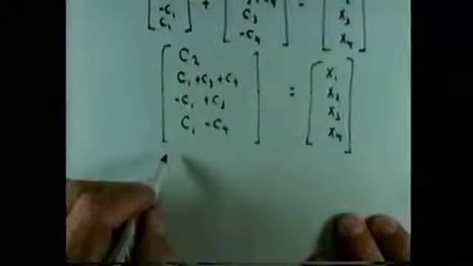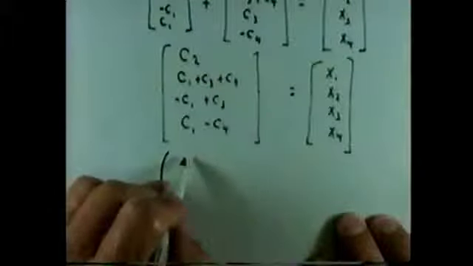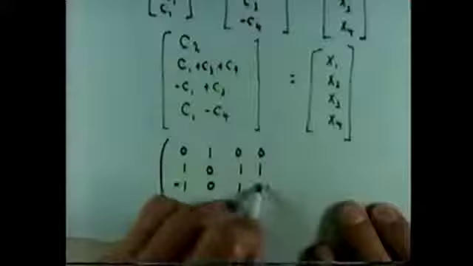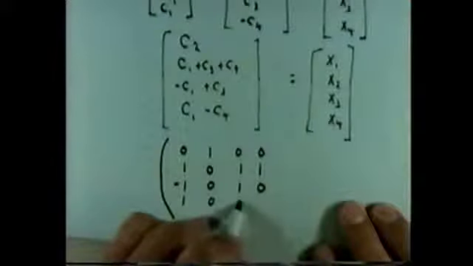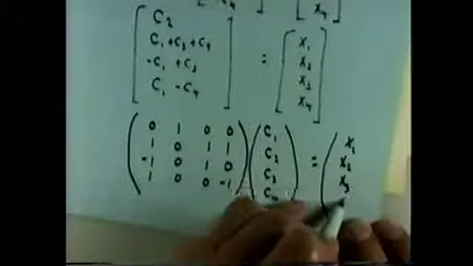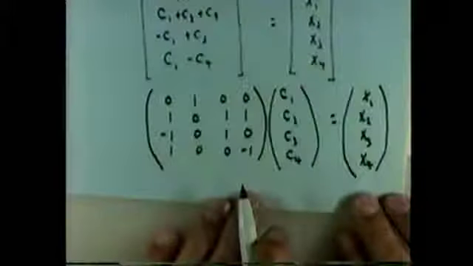I can write this as the matrix equation with coefficient matrix 0, 1, 0, 0, 1, 0, 1, 1, negative 1, 0, 1, 0, 1, 0, 0, negative 1, times C1, C2, C3, C4 is equal to X1, X2, X3, X4. Now this equation has a unique solution.